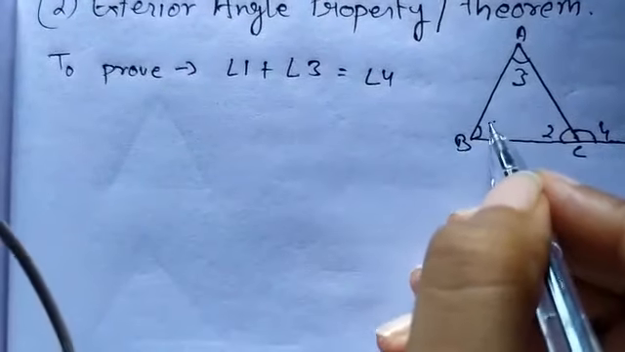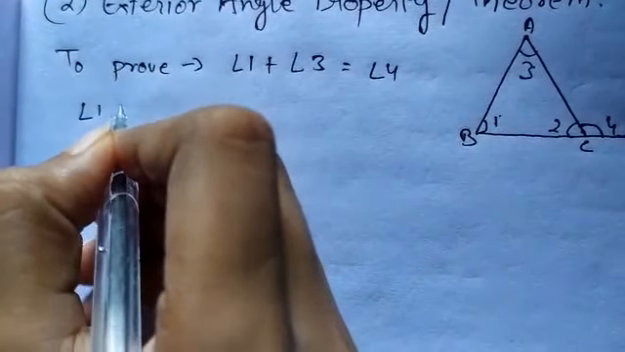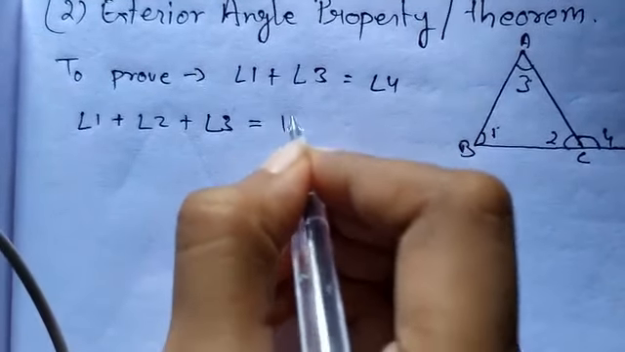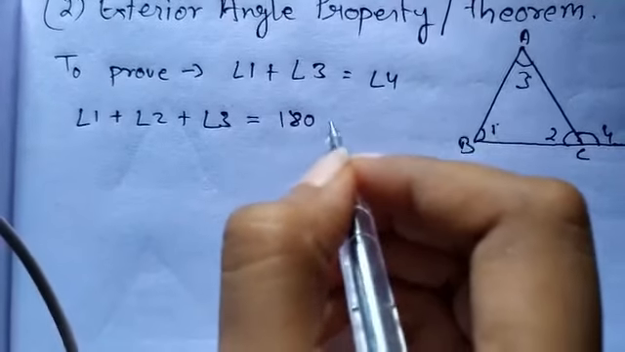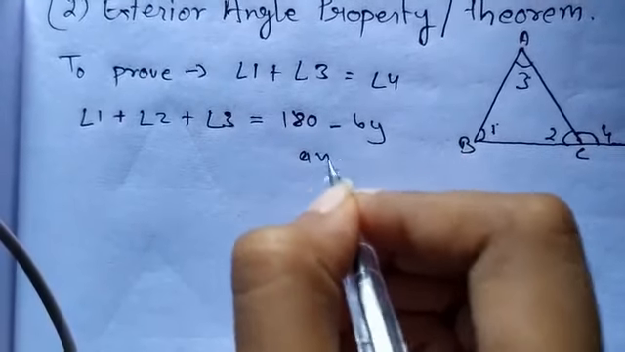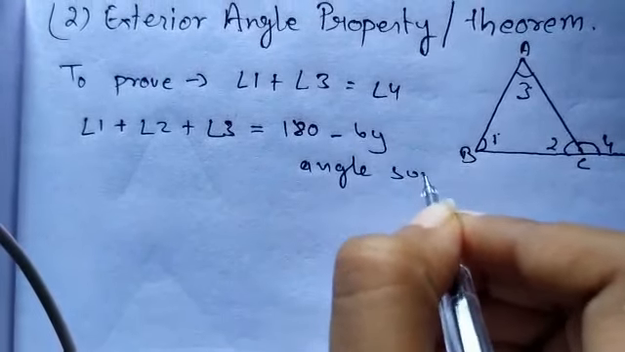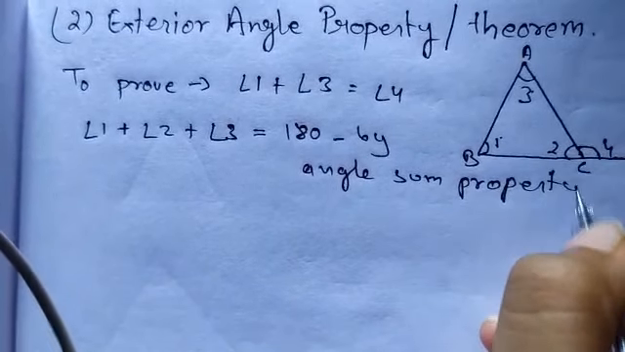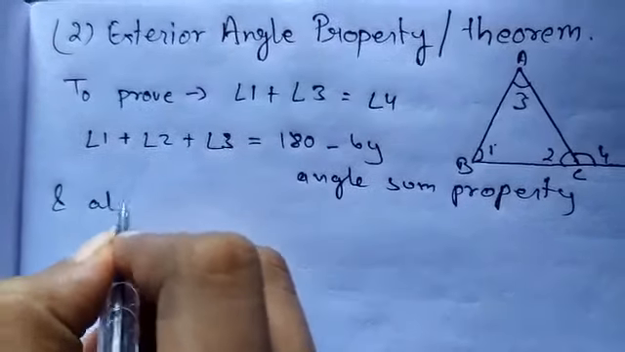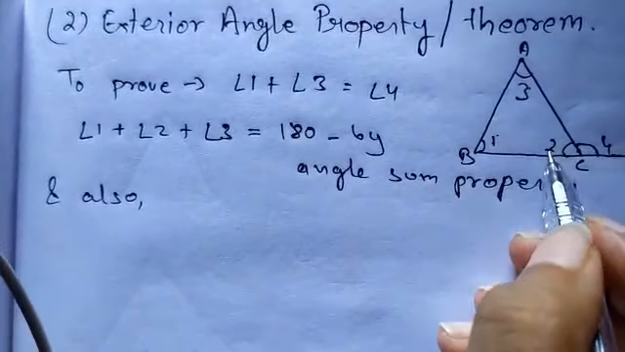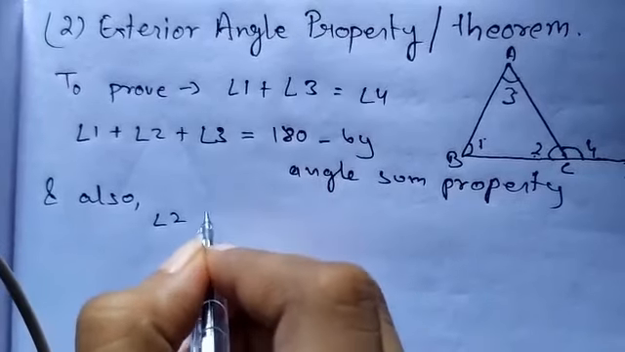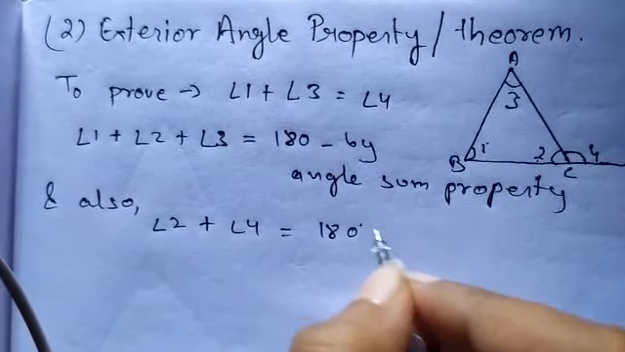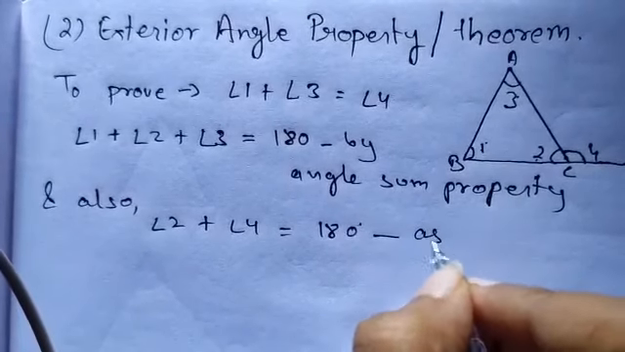we can say that angle 1 plus angle 2 plus angle 3 is equal to 180 degree by angle sum property, and also we can see that angle 2 plus angle 4 is equal to 180 degree as per linear pair.